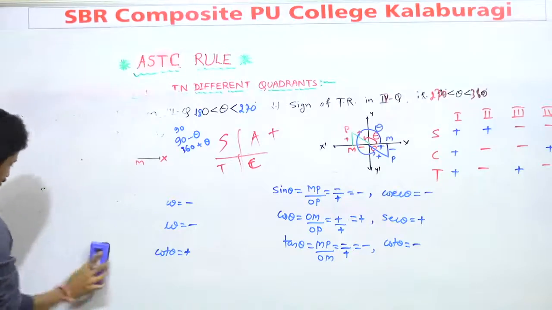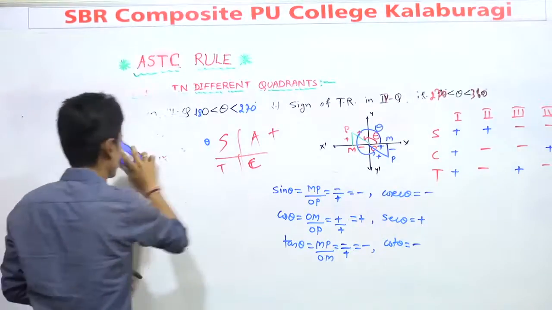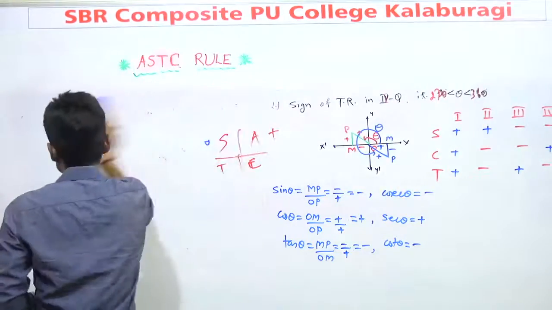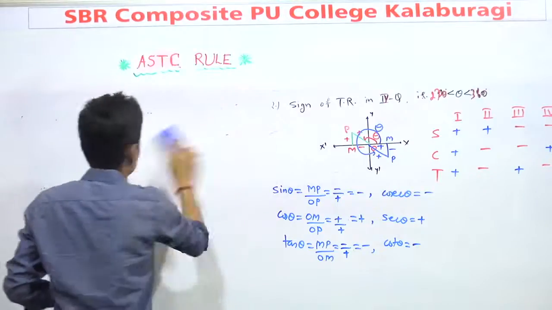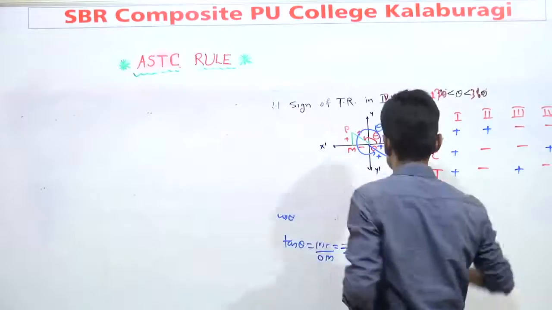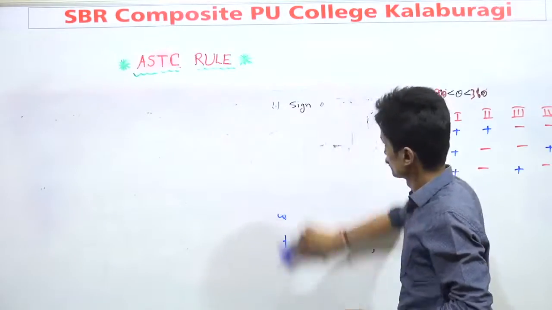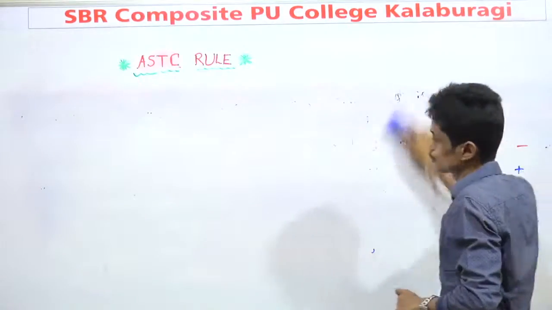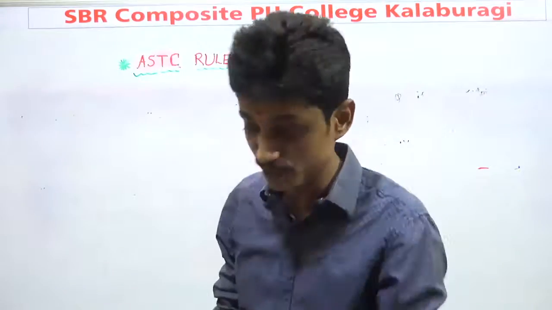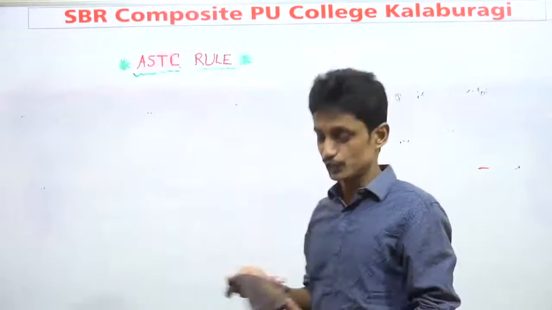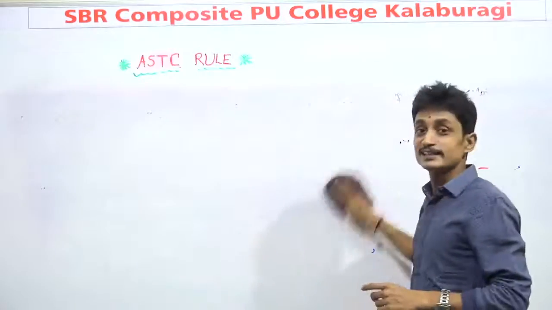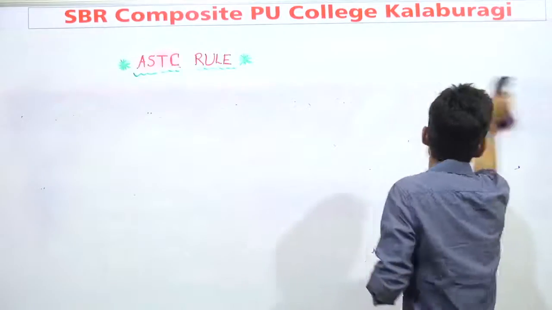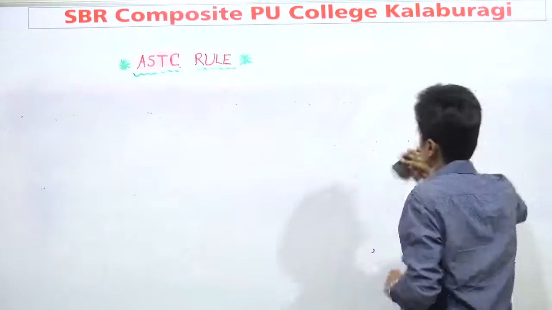By taking this ASTC rule, I will solve some problems. Also, in the last class, we discussed trigonometric identities and their reciprocal relations. Among those, I will also discuss some problems today. So, upcoming Sunday, you have the test on these two topics. One will be the ASTC rule, and another one will be the identities on trigonometric ratios. Get ready for these two kinds of problems.